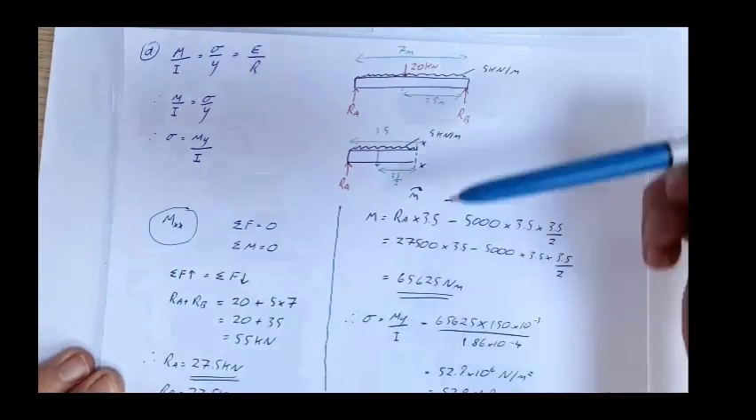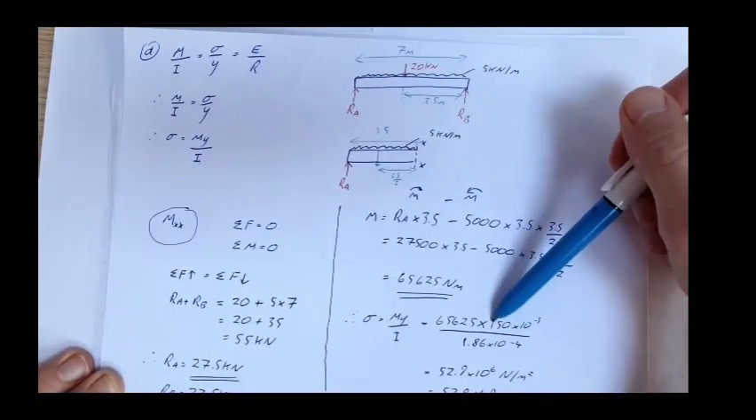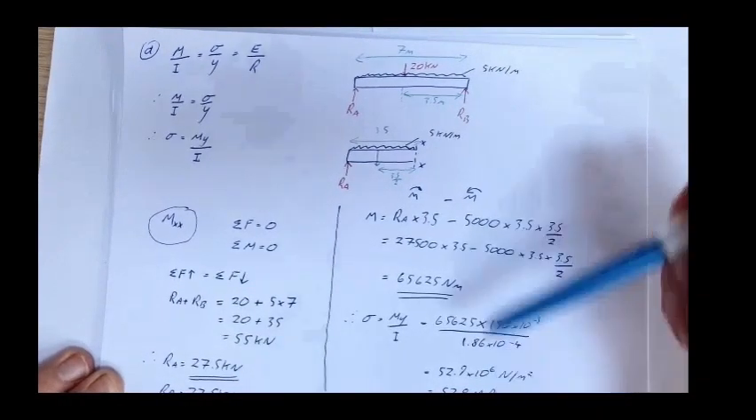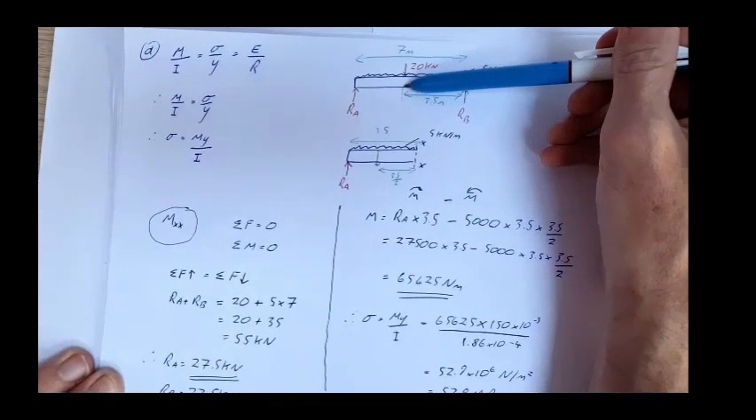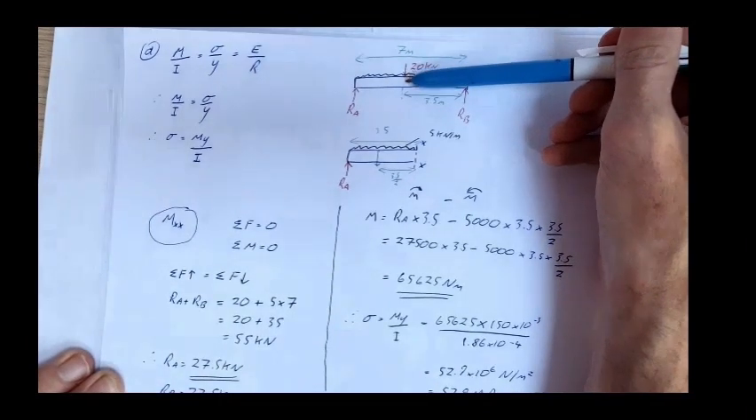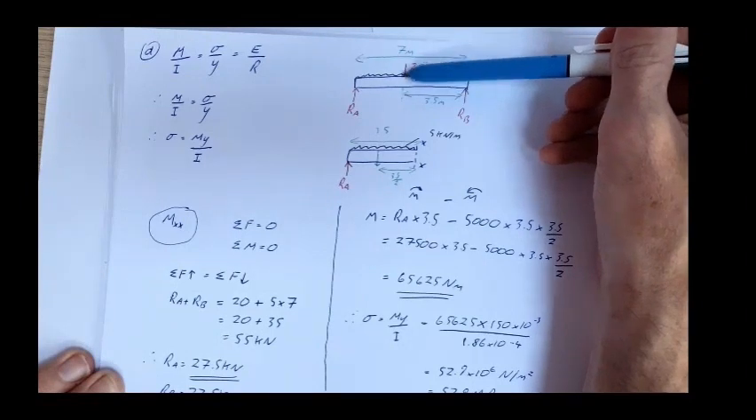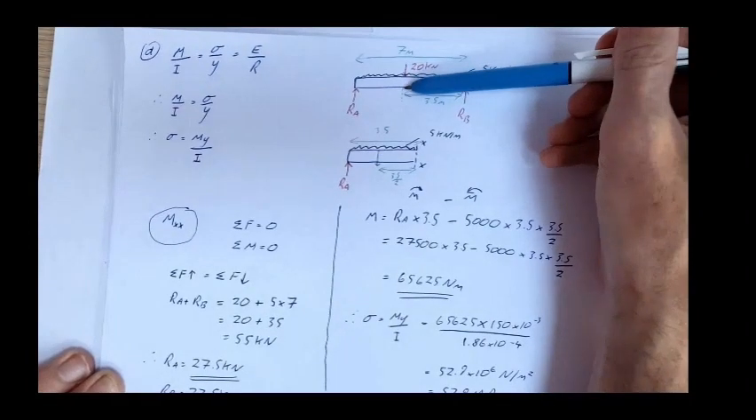If we calculated it on the bottom surface, we would have needed to put y as minus 150, and we would have ended up with minus 52.9 megapascals. So that would have been the stress on the bottom surface, and that's the minimum stress, the tensile stress, equal and opposite to the stress on the top surface. So the stress on the top surface would be 52.9 megapascals, and the stress on the bottom surface would be minus 52.9 megapascals in the middle of the beam. So compressive at the top, tensile at the bottom.